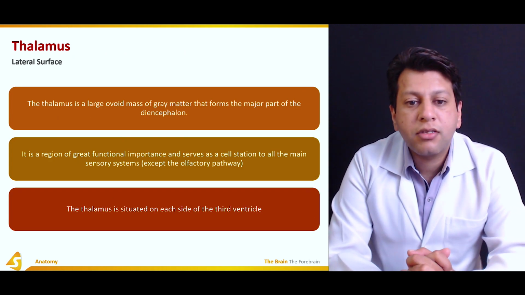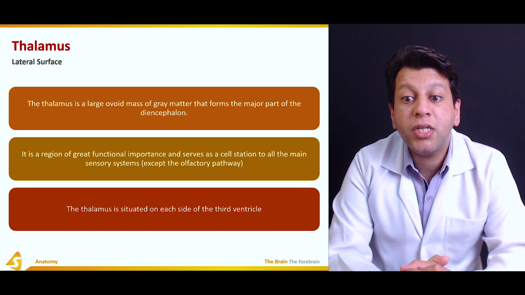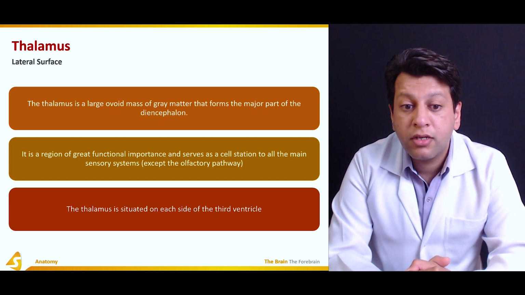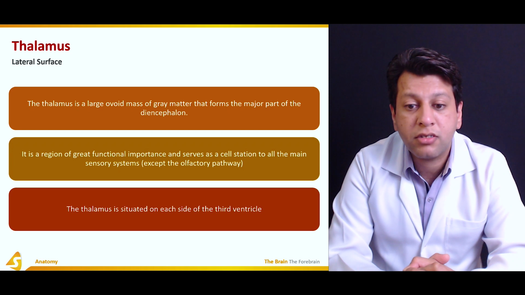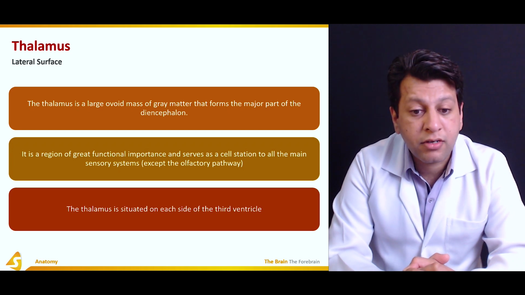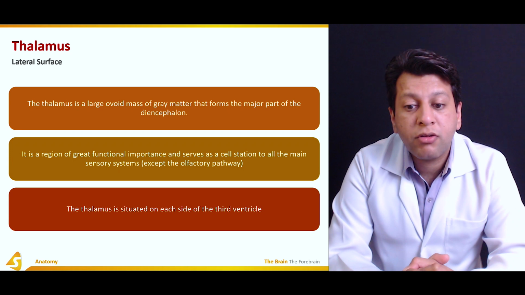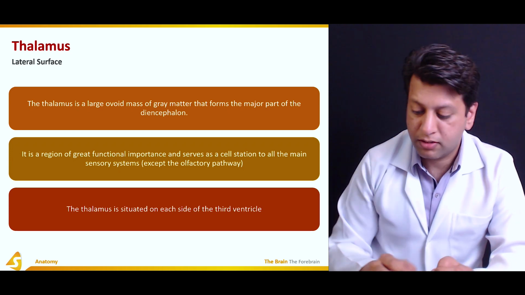Now coming to the thalamus, it is a large ovoid mass of gray matter that forms the major part of the diencephalon. It is a region of great functional importance and serves as a cell station to all the major sensory pathway systems except olfactory. The thalamus is situated on each side of the third ventricle.